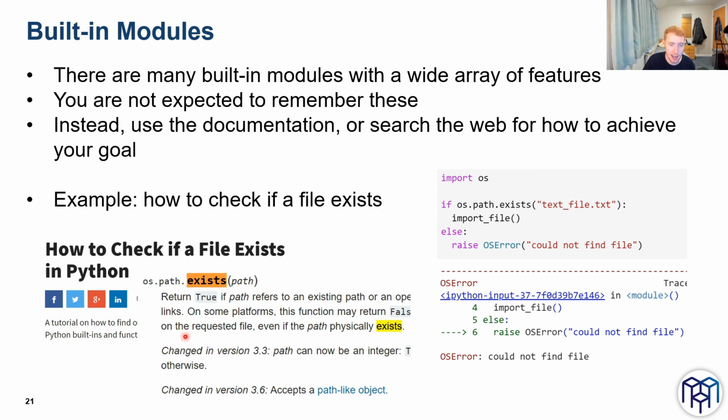We see the documentation here, so it returns true if the path specified exists. And if we looked a bit lower, it would say path should be a string. So I can import the OS module, then use os.path.exists with a file. Then I could do my importing code, whatever that was, somewhere else in my code. Otherwise, we can raise an OS error saying, hey, that file doesn't exist, sort that out. So the key thing is, whenever we want to do something, we just search it. And you'll get better at searching things and reading documentation as you become more familiar with Python.